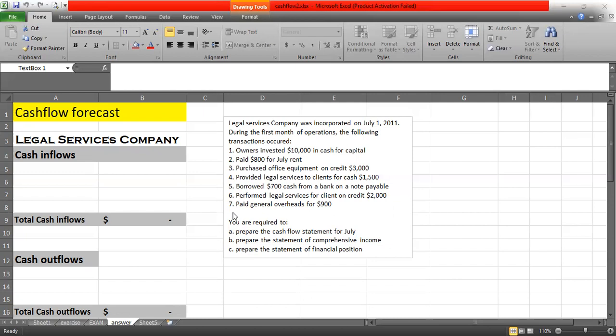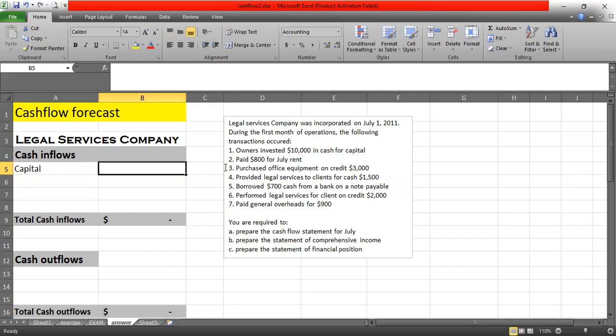Right, so now I have the case study of a legal services company, and this is the information of the first month of operations transactions. Okay, let's get into it. Number one, the owners invested $10,000 in cash for capital. Whenever the owners invest money, the cash goes into the company, so there will be cash inflows. So I'm going to type here capital and then input the number of $10,000. So now we have the total cash inflows of $10,000.